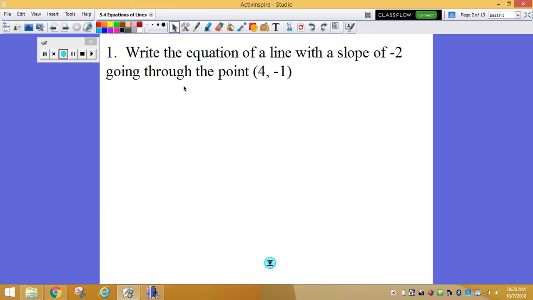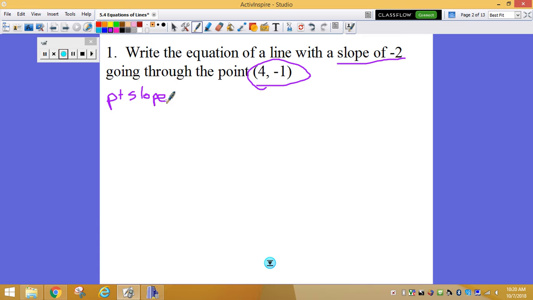Let's do number 1. Write the equation of a line with the slope of -2. I would write this part down. And going through the point (4, -1). I would write that part down. Okay, we're going to start with point slope. That's where you're always going to start when you're writing the equations of lines.